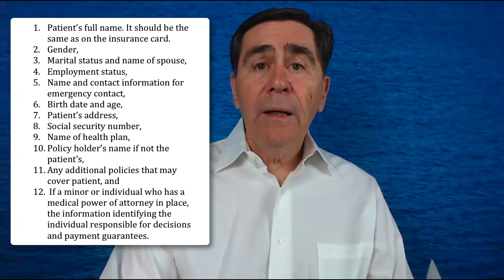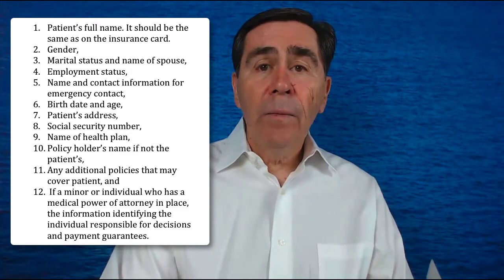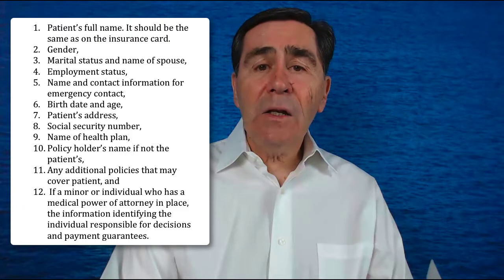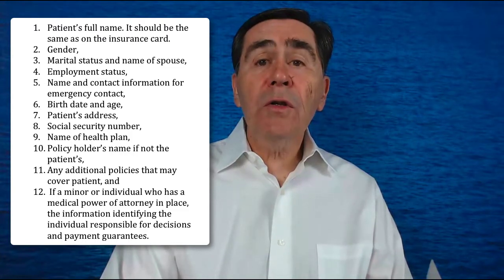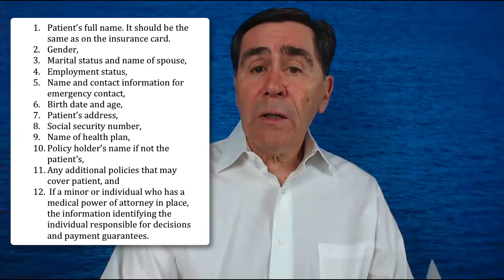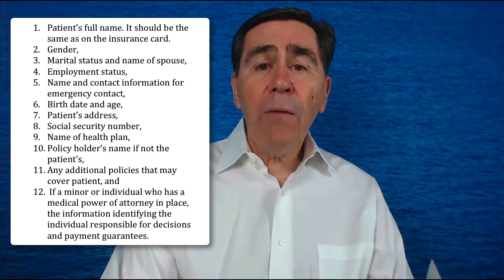Completed patient information should contain the following. The patient's full name. It should be the same as on the insurance card. Gender, marital status and name of spouse. Employment status, the name and contact information for an emergency contact, the patient's birth date and age, the patient's address, the patient's social security number, the name of the health plan, the policyholder's name if not the patient's, any additional policies that may cover the patient, and if the patient is a minor or an individual who has a medical power of attorney in place, the information identifying the individual responsible for decisions and payment guarantees.